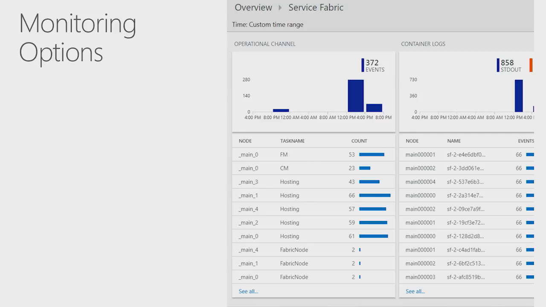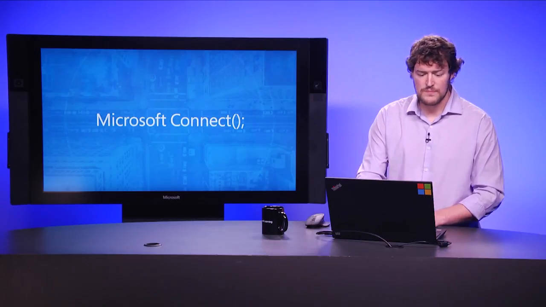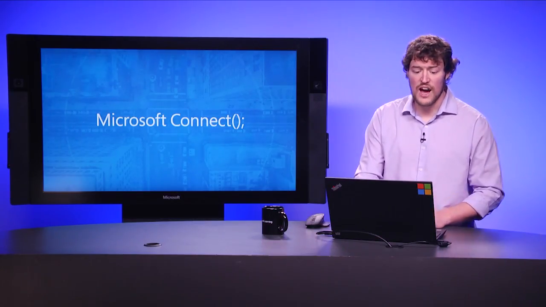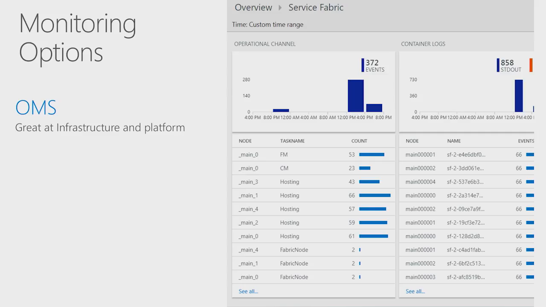So again, Service Fabric is agnostic to the types of monitoring that we do, and there's advantages to all the different types. One option that you have is OMS, and this is great at the infrastructure and platform level. It also has a pre-configured template that's going to give you information for your CPU, memory, application, Service Fabric platform events, all of that stuff. So it organizes it in a very nice way for you.